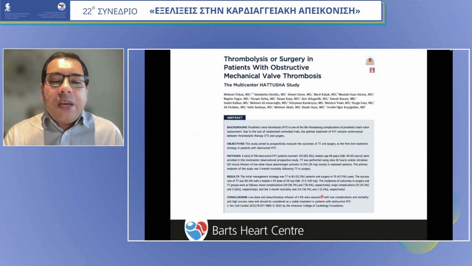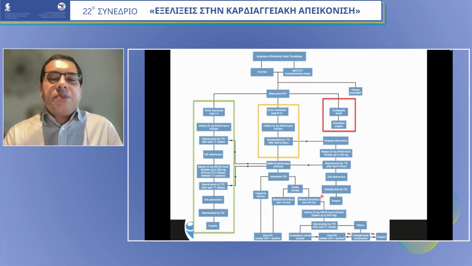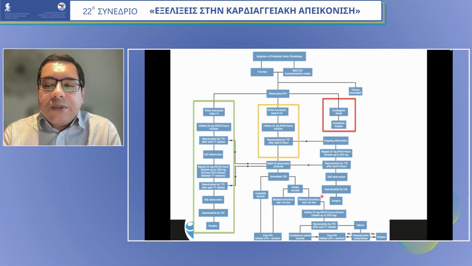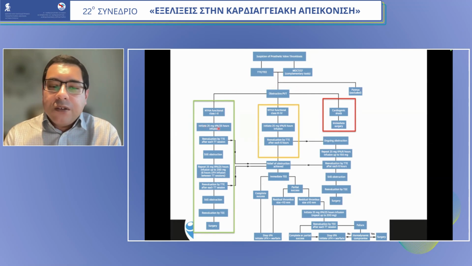So this is one of the seminal papers which looked at slow, low-dose thrombolysis. This was in JACC a couple of years ago. And this is the protocol. Now, it looks complicated, but actually, when you look at it in detail, it's quite straightforward. So here you have your patient with obstructive valve thrombosis. In cardiogenic shock, they went for immediate surgery. If you're in functional class 1 or 2, you had TPA over 25 hours.